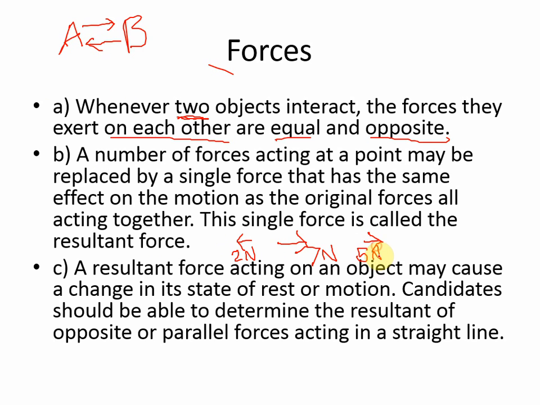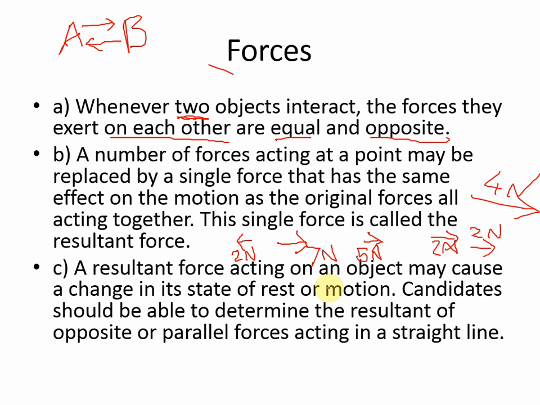Then we've got another situation. Let's say we've got 2 newtons that way, and we've got another one of 2 newtons that way. Those two forces together would add up to overall be 4 newtons in that direction.